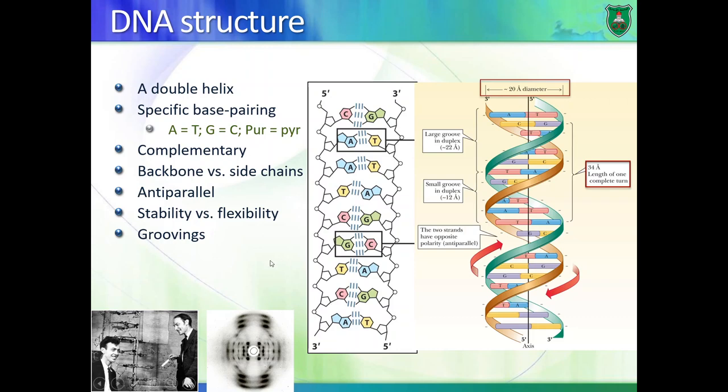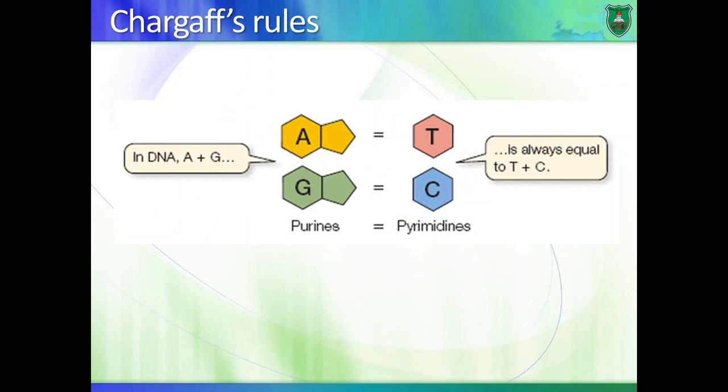So let's review this information. We have something known as Chargaff's rules. Chargaff was a scientist who noticed that the number of A is always equal to the number of T in any DNA molecule, the number of G is always equal to the number of C, and the number of purines is equal to the number of pyrimidines. But the number of A and T is not necessarily equal to the number of G and C. So you can have a DNA molecule that is mainly composed of A's and T's, and very little G's and C's.